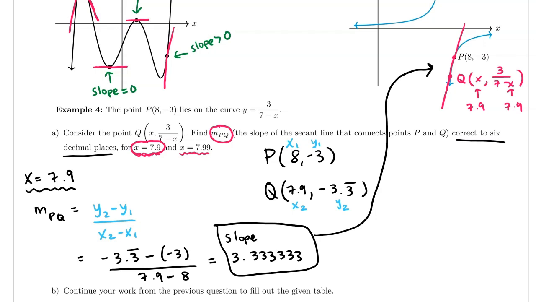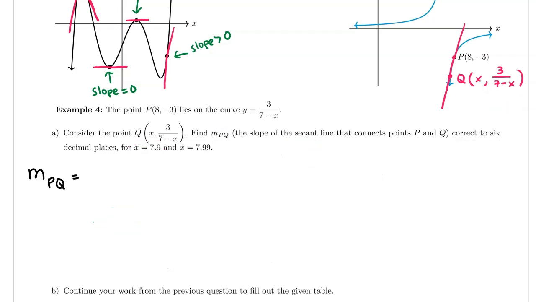Okay, that was a lot of work, and it wants us to do this all again for x equals 7.99. I don't want to have to go through all of that again. Is there an easier way that we could go about doing this? And the answer is absolutely. So let me show you a shortcut to doing this using our graphing calculator.